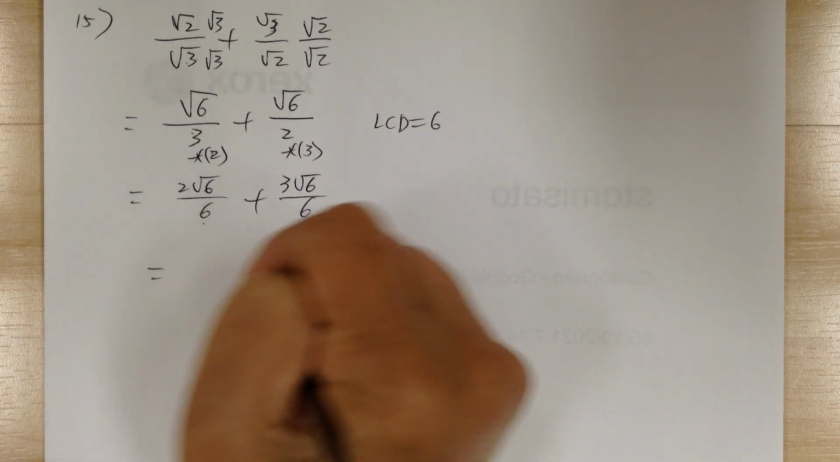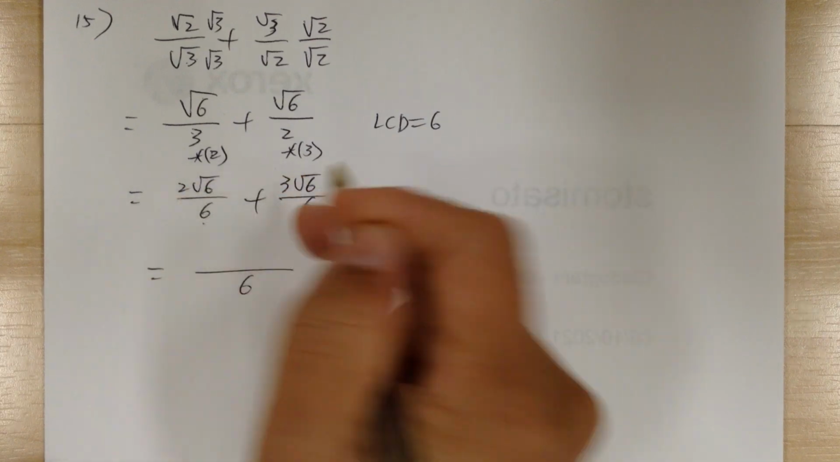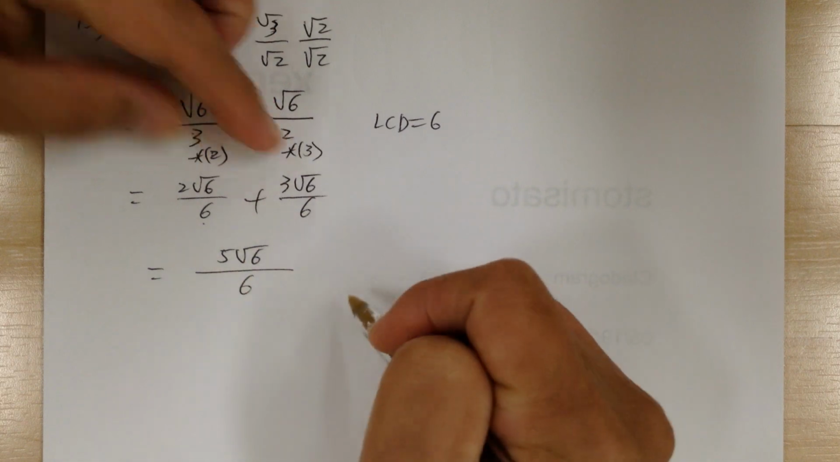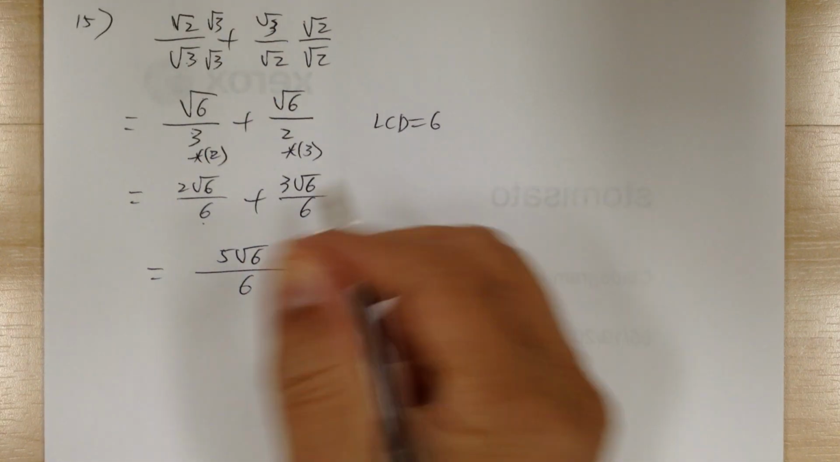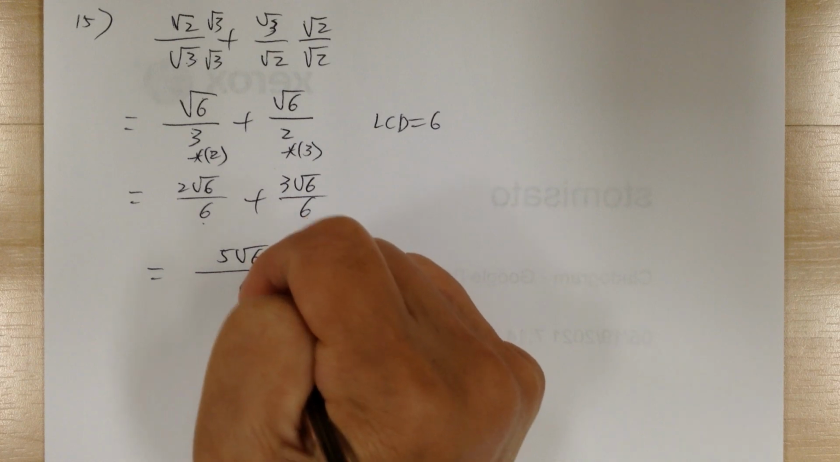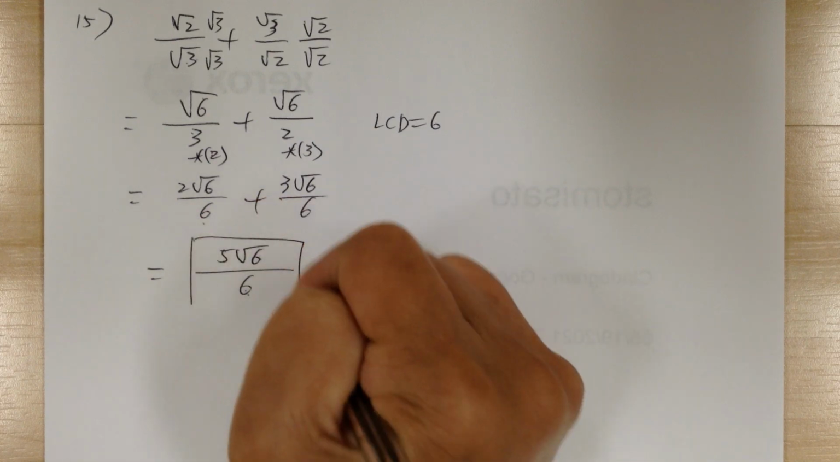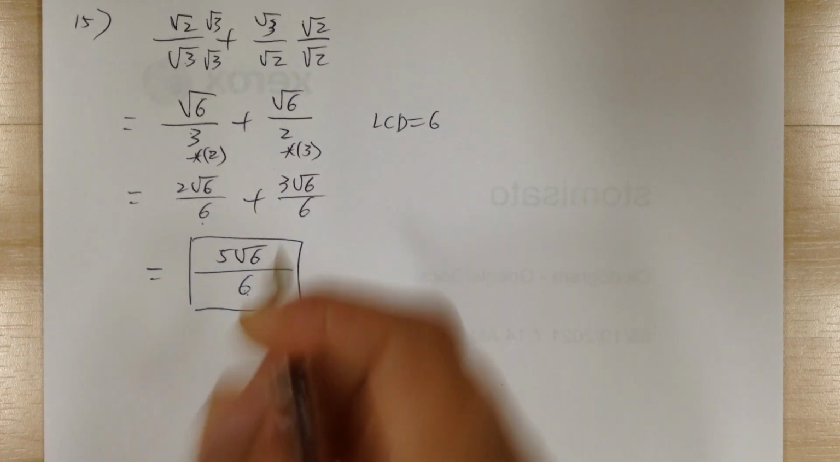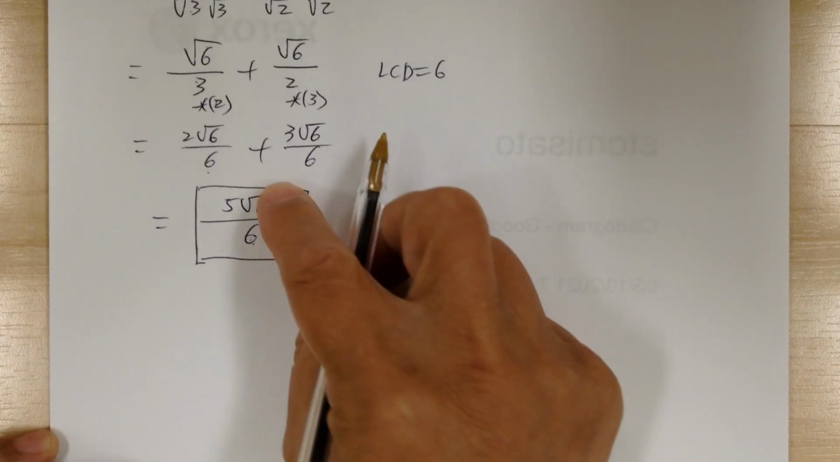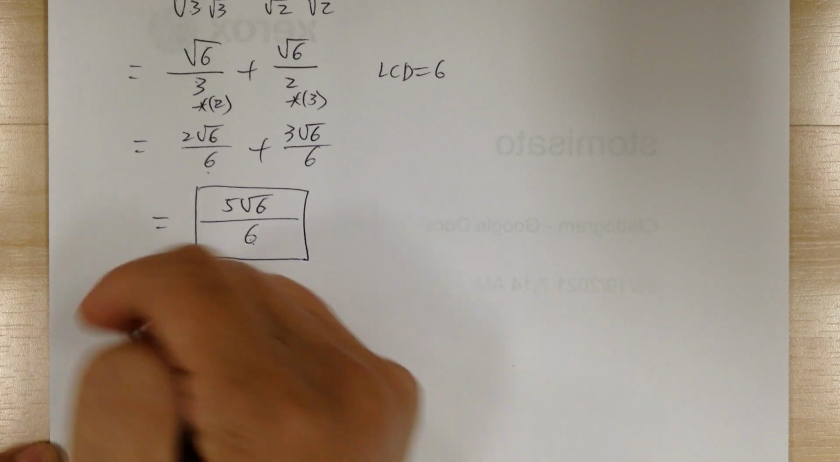So now I can add. Now I have a common denominator, I can add. Okay? So when I add these, I get 5 square root of 6. Okay? And remember, do not cancel out the 6 because this is the integer 6. This is a radicand 6. So there are different types of numbers, so you cannot cancel. Okay? So again, this is radicand, this is the integer, so do not cancel these.